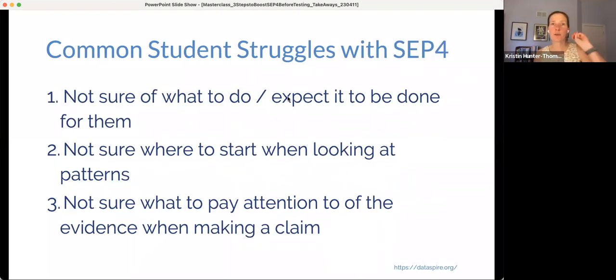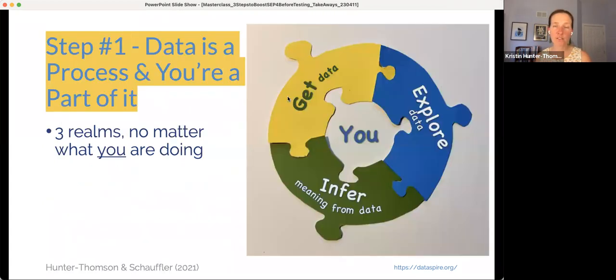So we talked about 3 common struggles we could overcome. First, what do we do when our students aren't sure of what to do or expect it to be done for them? 2, what do we do when our students aren't sure where to start when it comes to looking at patterns? And 3, what do we do when they're not sure of what to pay attention to in terms of the evidence to use when making a claim? So let's jump in. Takeaway number 1, step 1.